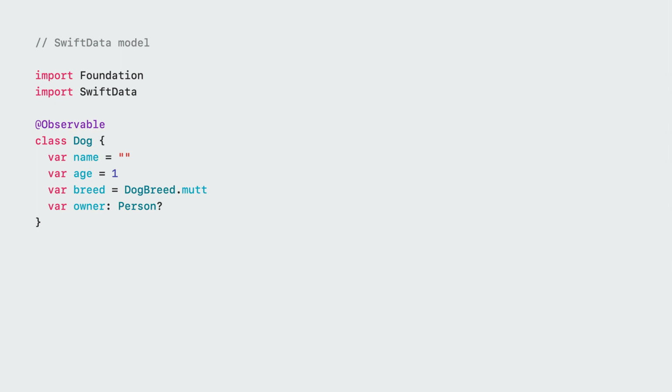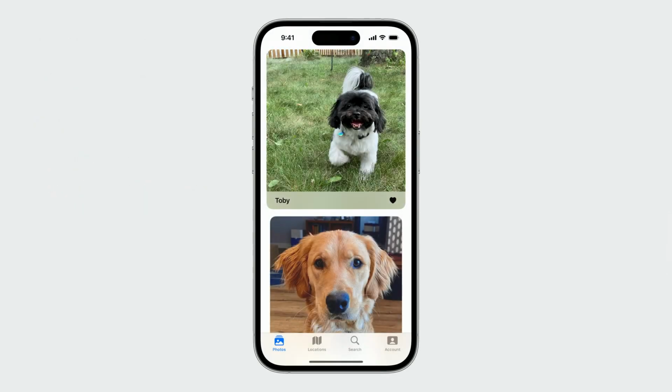To set up my dog model type for Swift Data, I'll switch from using observable to the model macro. This is the only change I need to make. In addition to the persistence provided by Swift Data, models also receive all the benefits of using observable. It's really powerful. Our dog watching app's main screen shows a scrolling stack of recently met doggos.